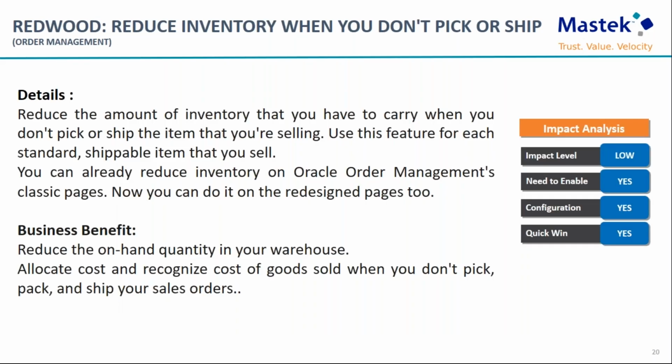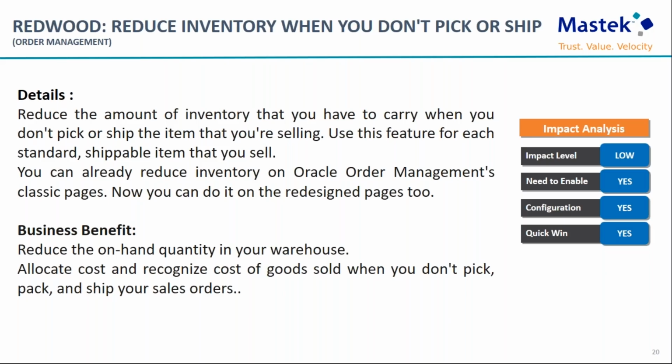The next feature is reduce inventory when you don't pick or ship, which is again a Redwood feature. Using this feature, we can reduce the amount of inventory that we have to carry when we don't pick or ship the item that we are selling. We can use this feature for each standard shippable item that we sell. The business benefit that this feature provides is that it reduces the on-hand quantity in our warehouse. It can allocate cost and recognize cost of goods sold when we don't pick, pack, and ship our sales orders.